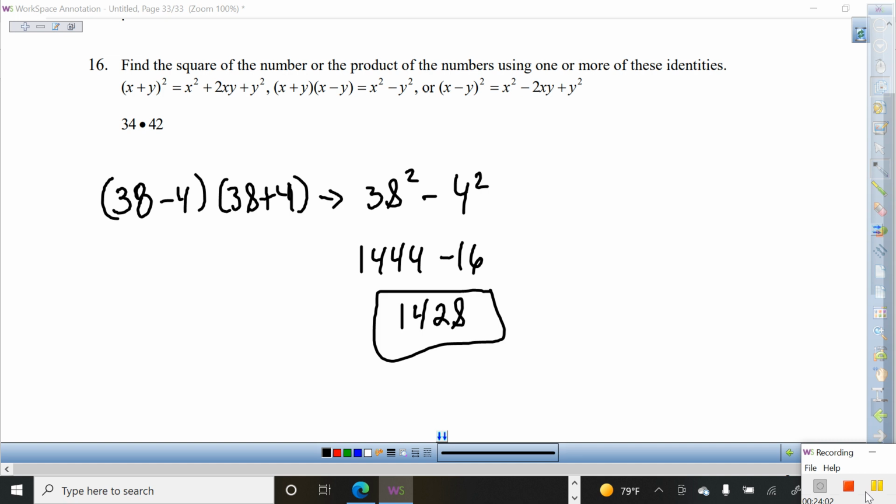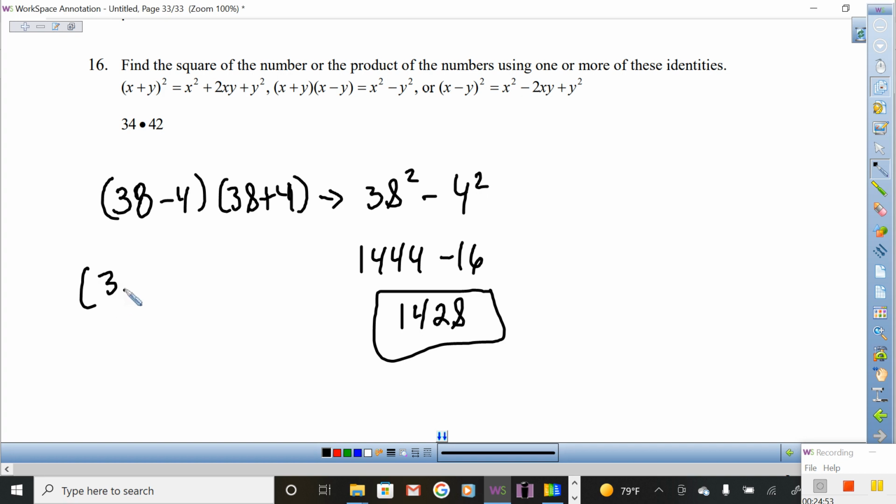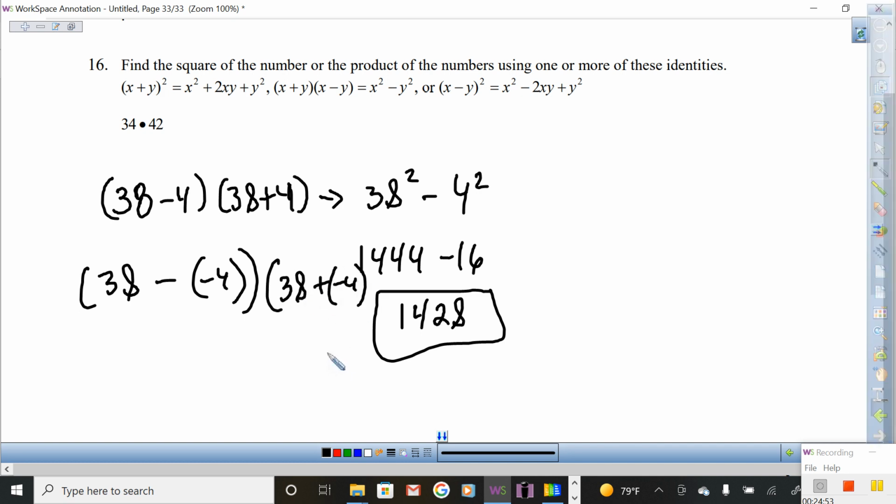Does it work if the y, instead of having 4, now y is negative 4? Oh, you mean doing 38 minus negative 4 and 38 plus negative 4, like that? That works. But isn't this that?